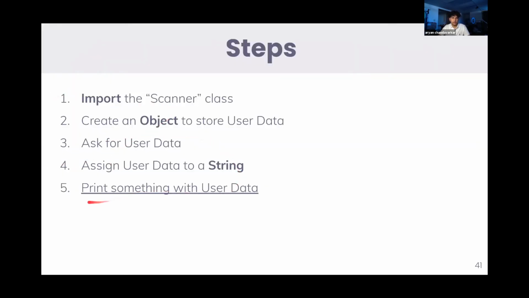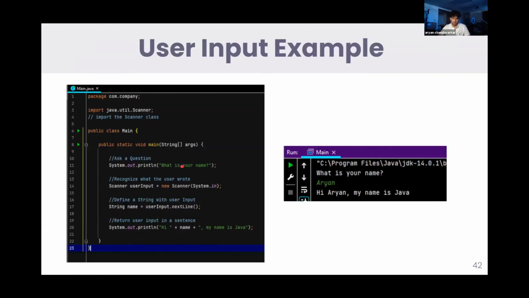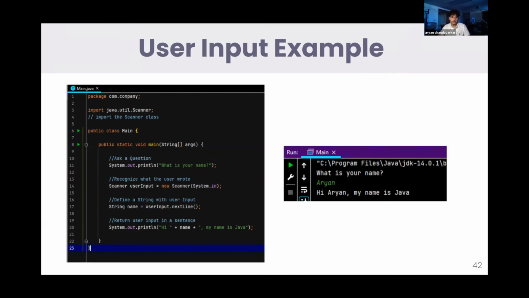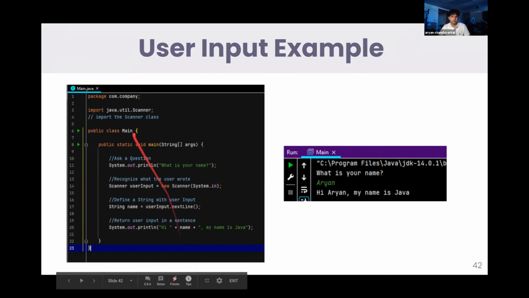And then finally, we print something with the user data. So we could return it with, like in this case, we ask for a name and then we print out, hi, my name is this. I'm going to actually show you guys how to write one in IntelliJ. But for now, I'm just going to go through each step and show you how we did this.